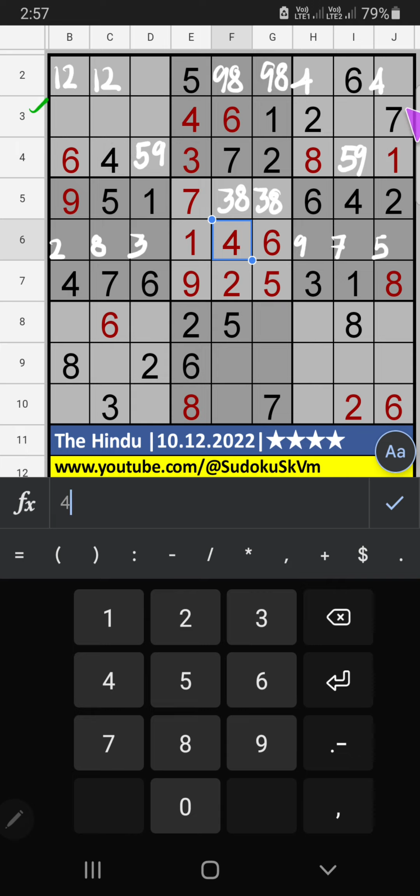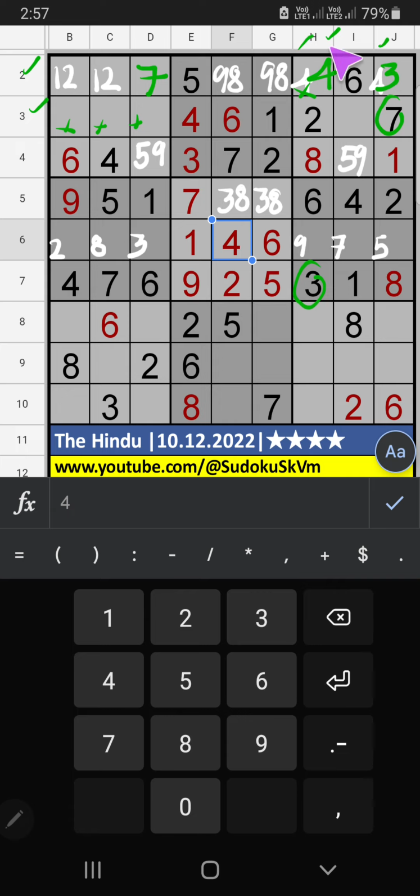Third row, we have 7. So 7 can't come in these cells. Then 7 is confirmed here. Then second row, 2 numbers are remaining, 3 and 4. Column H, we have 3. So 3 can't come in the cell, 3 is confirmed here. Then 4 is here.